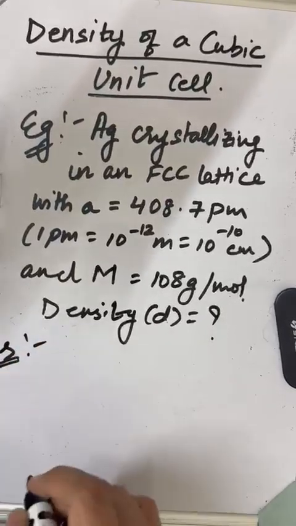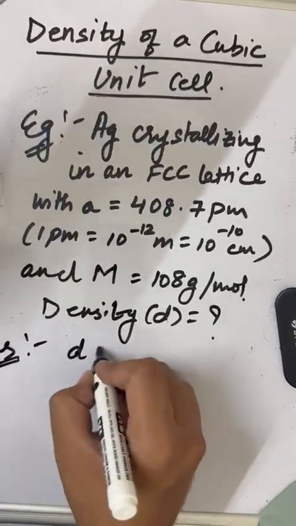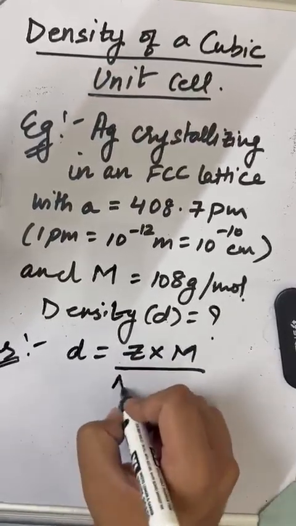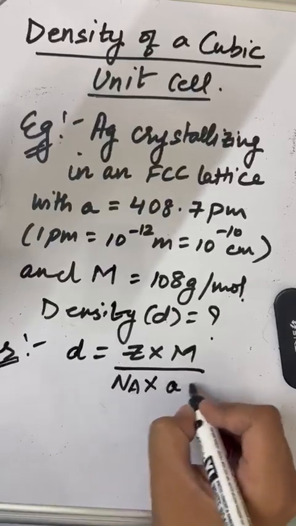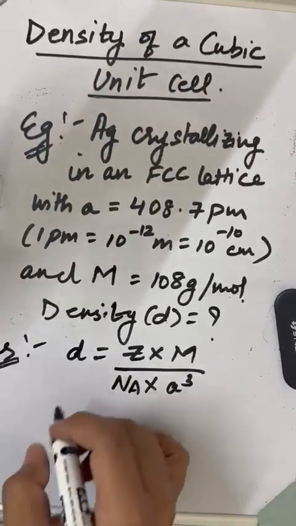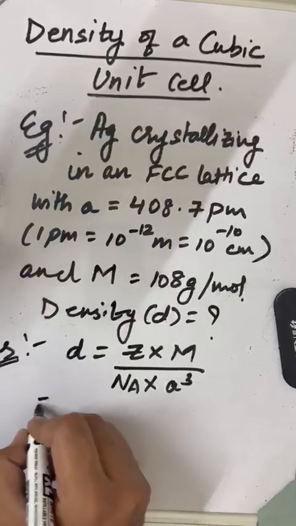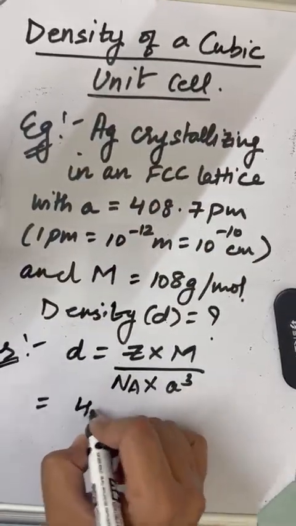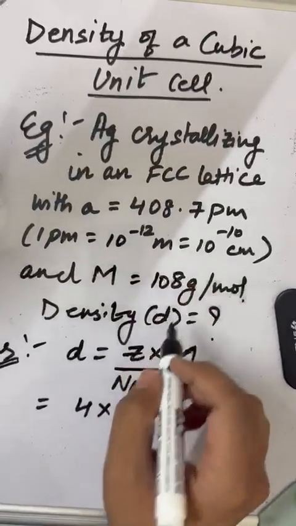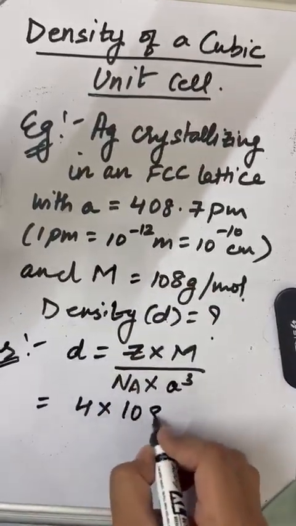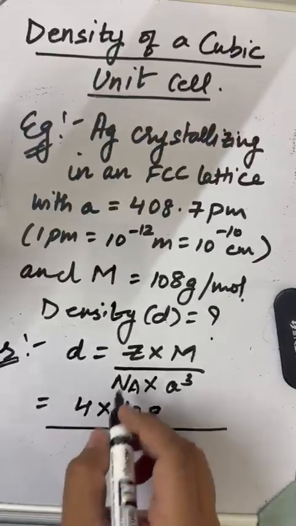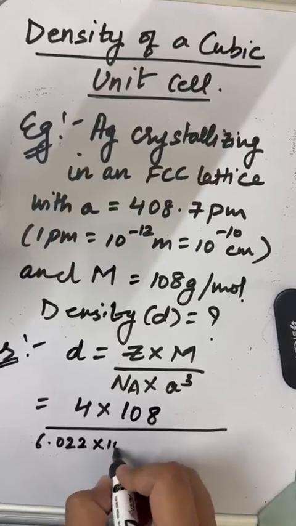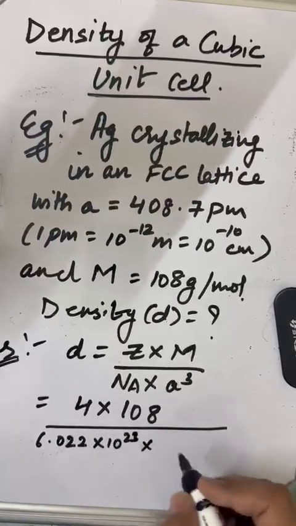So we will simply apply the formula here. D is equal to Z multiplied by M divided by Na, which is the Avogadro's constant, multiplied by A cube. Simply substituting the values. Z here, we know FCC, so the total number of atoms will be 4, multiplied by molar mass, which is given in the formula, 108, divided by Avogadro's constant, which is 6.022 multiplied by 10 to the power of 23, multiplied by A.